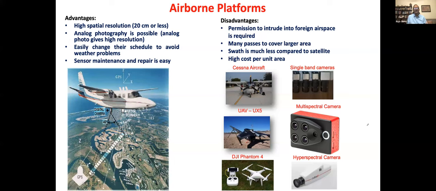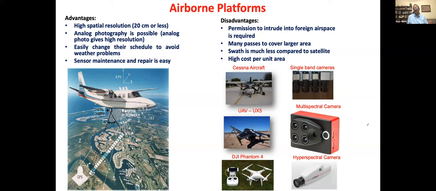Apart from atmospheric sensing, a lot of airborne sensing is used for generating spatial data, like aerial photographs, for example. In the good old days, before the satellite era came, this was the only way of doing remote sensing. They can be very easily maneuvered. They can change their schedule, because if you have weather information, you can replan. Sensor maintenance and repair is also easy, and therefore it can be maintained quite easily.